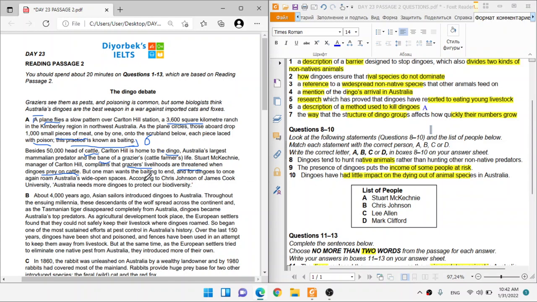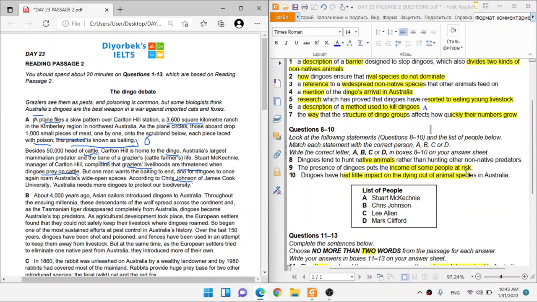But one man wants the baiting to end, and for dingoes to once again roam Australia. According to Chris Johnson, our second guy, dingoes should be allowed to roam. Australia needs more dingoes to protect our biodiversity.